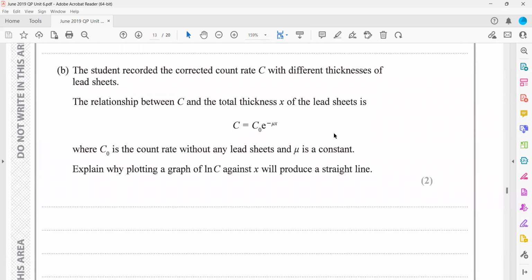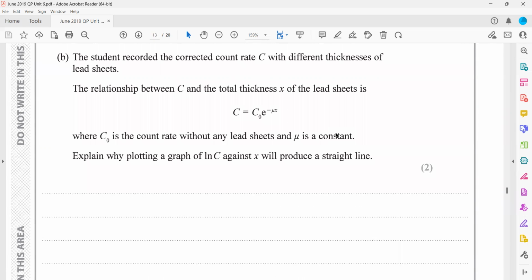Then the student records the corrected count rate for different thicknesses. The relation between C and the total thickness is given. C naught is the count without any lead sheet and mu is a constant. Why will plotting a graph for Ln C against x produce a straight line? First, we take Ln both sides. So Ln C equals Ln of C naught e raised to power minus mu x.